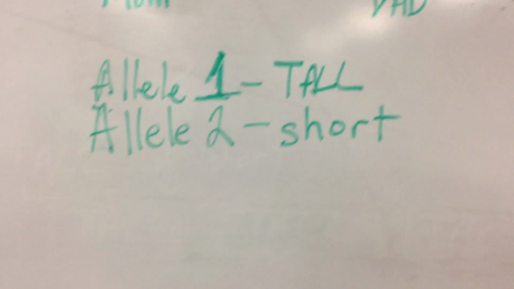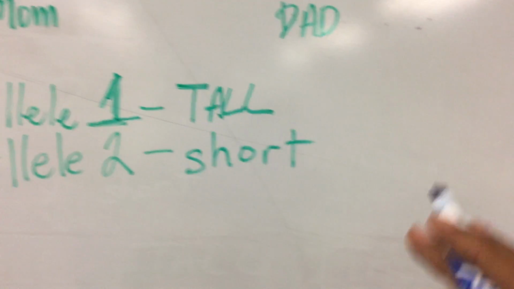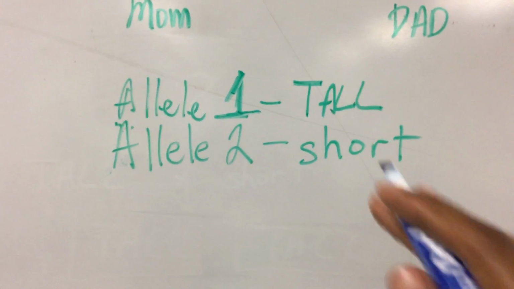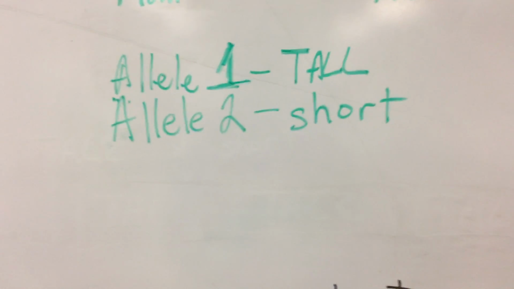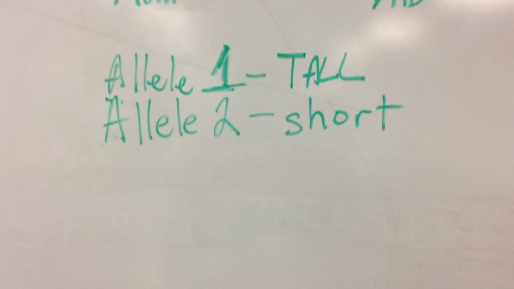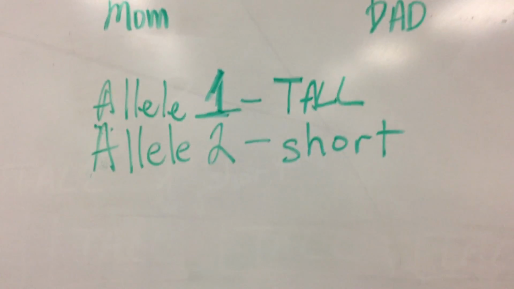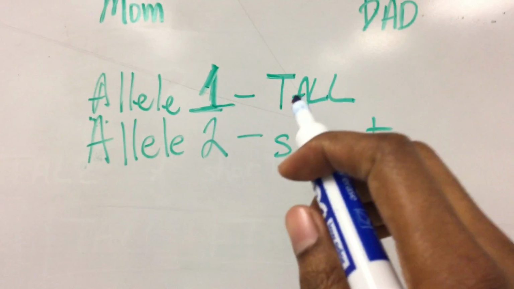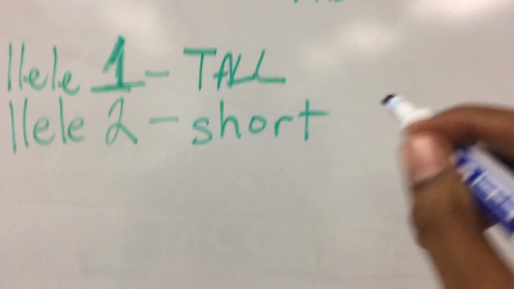Let me do it this way. I don't want to have to write tall and short every time I do this, so we're going to abbreviate this. Okay, we're going to abbreviate this allele using a certain letter, so that way it's easier for us to write this out. So for the tall allele, I'm going to use a capital T.